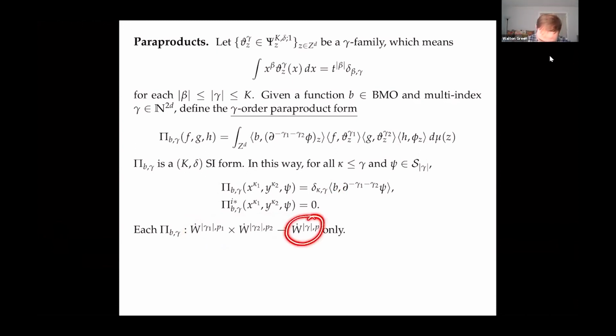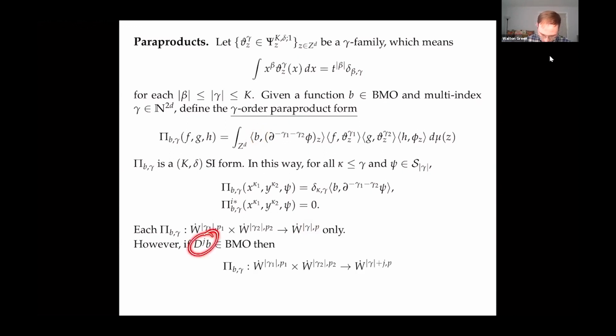However, the target space can be pretty bad. It only goes up to gamma. So we have to actually assume more regularity on B. And if the derivative of B is in BMO, then we can bump this space up.